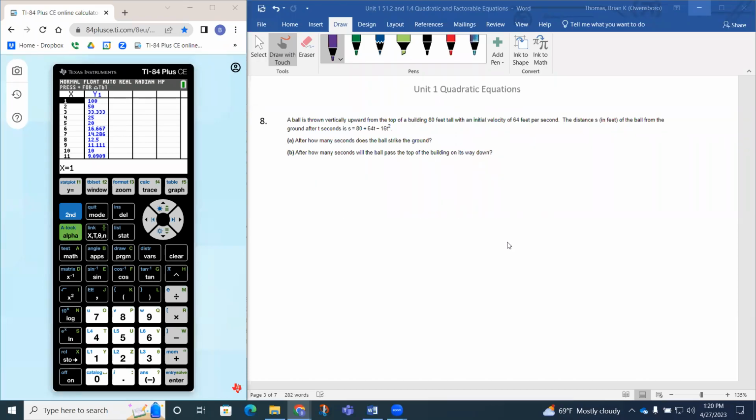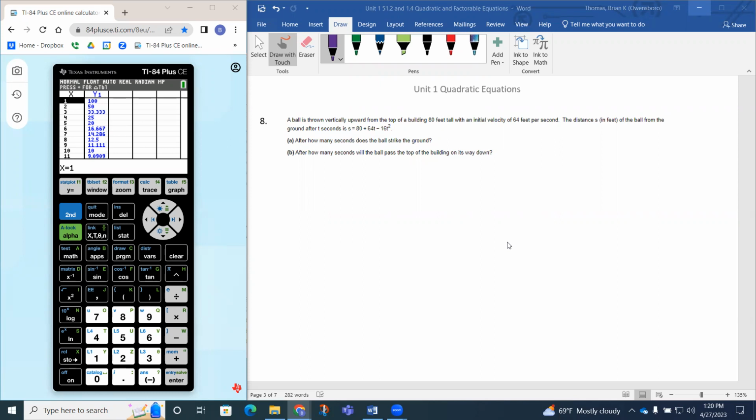So this is question 8. A ball is thrown vertically upward from the top of a building 80 feet tall with an initial velocity of 64 feet per second. The distance s in feet of the ball from the ground after t seconds is given by the equation s equals 80 plus 64t minus 16t squared.